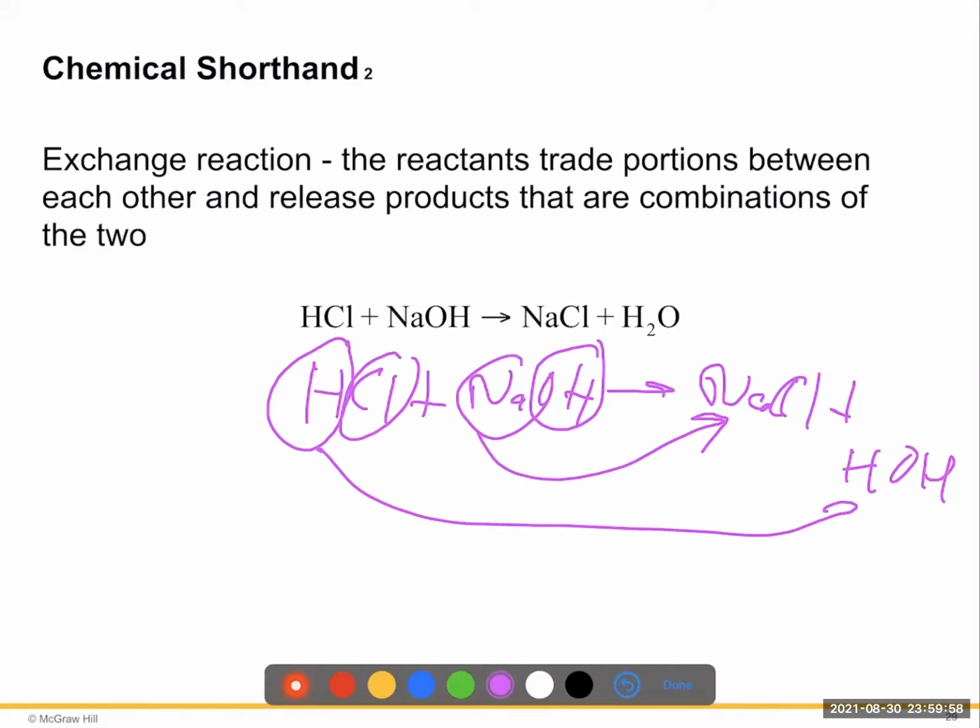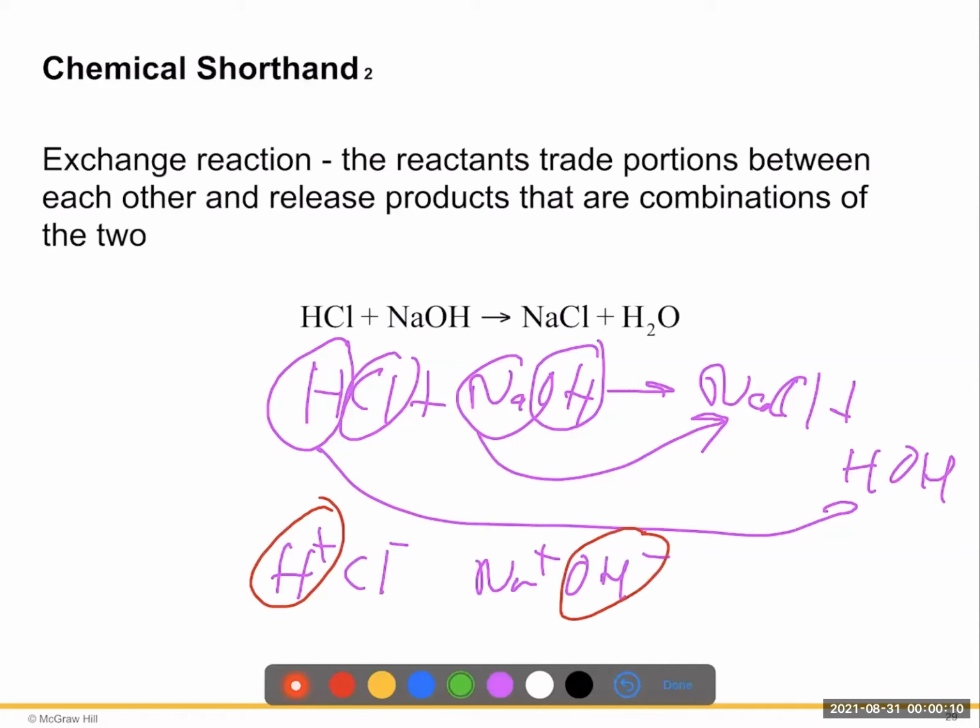Okay, because opposites attract. So this is H plus, Cl minus. This is Na plus, OH minus. So here's the positive, here's the negative. Here's a positive, here's a negative, here's a positive. Those are what's combined. Okay, so those are what's called an exchange reaction.